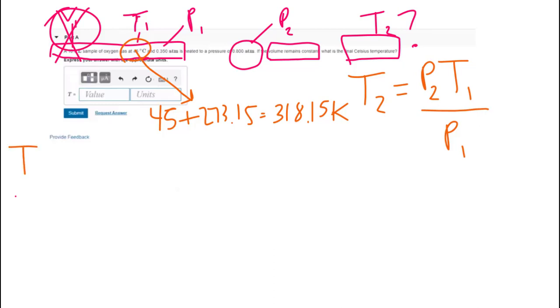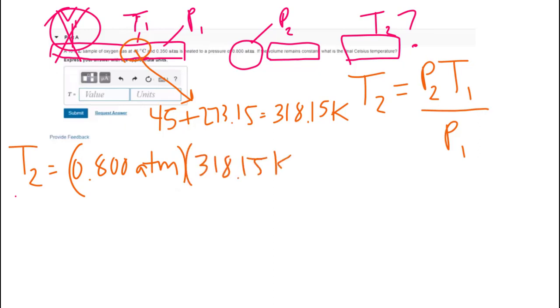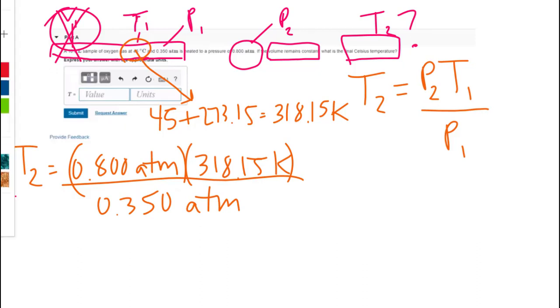Okay, so here we go. So let's plug it in. T2 is equal to P2, which is 0.800 atm, times T1, 318.15 Kelvin, all divided by P1, which is 0.350 atm. All right, now let's make sure everything cancels out.